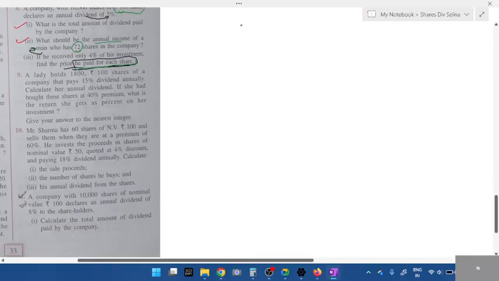Ninth one, you'll try it, students, for homework. If you're not able to do it, I'll do it tomorrow. Mr. Sharma has 60 shares. Nominal value is 100, and he sells them at a premium of 60%. So what is market value? Sorry, first we need to find the premium amount.